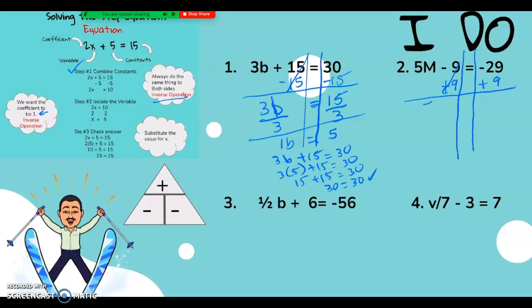This cancels out, and I'm left with 5m is equal to negative 29 plus 9, or negative 20. Okay, now I've got 5m is equal to negative 20, and I want a coefficient of 1, not 5, so I have to divide by 5. And what I do to the left side, I also have to do to the right side. 5 divided by 5 gives me 1. And negative 20 divided by 5 gives me a negative 4.